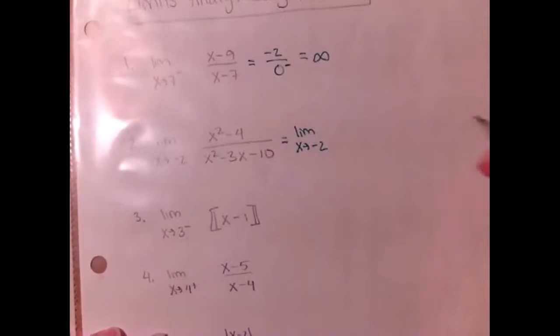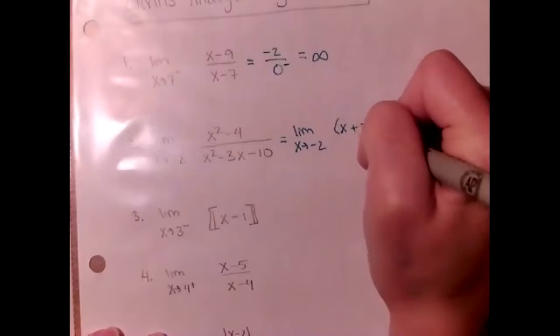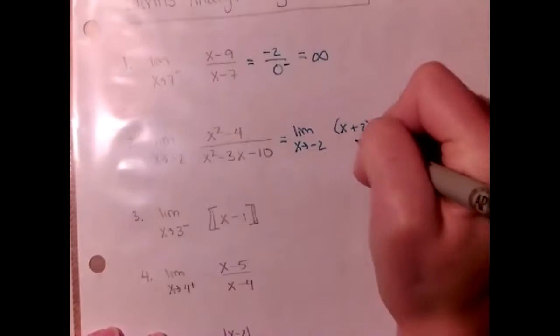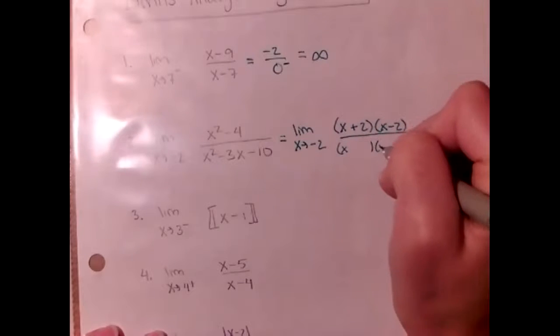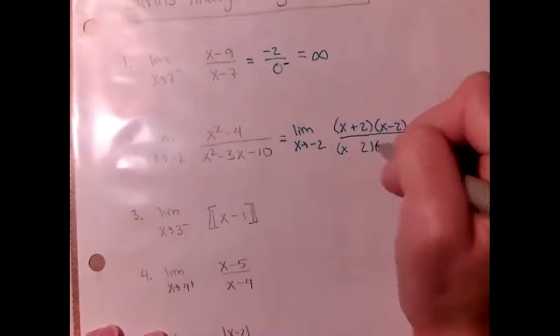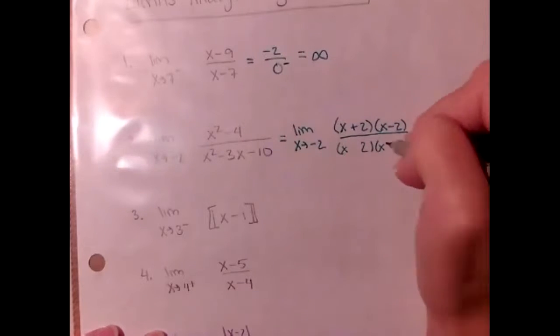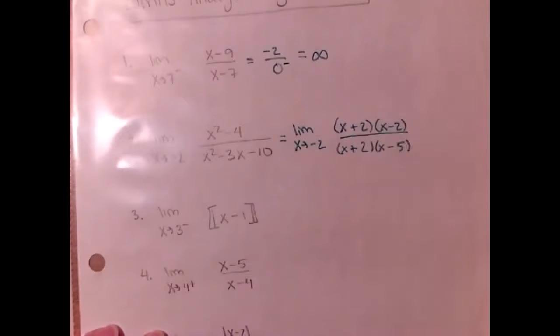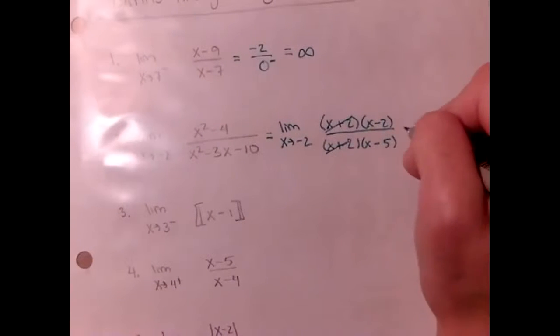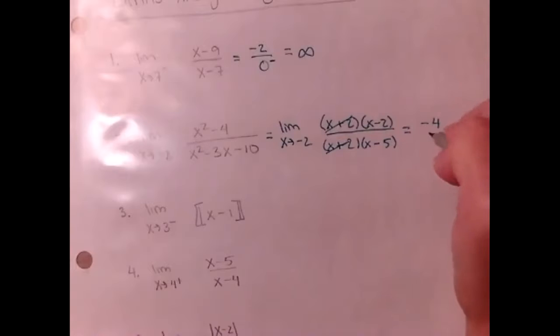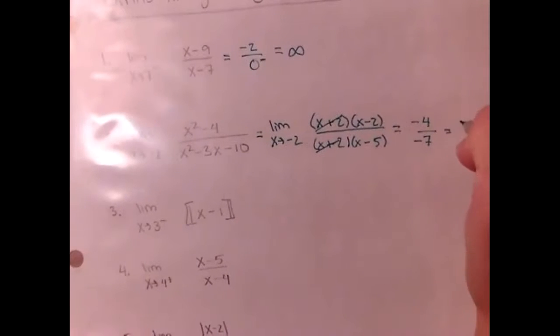So the numerator is going to split x plus 2, x minus 2. And the denominator is going to be, what is that going to be, 2 and 5? We would need -5 plus 2. So the x plus 2's cancel. That is good. Now we can just go ahead and plug in -2 to get our answer. So numerator will be -4. And the denominator will be -7. So 4/7.